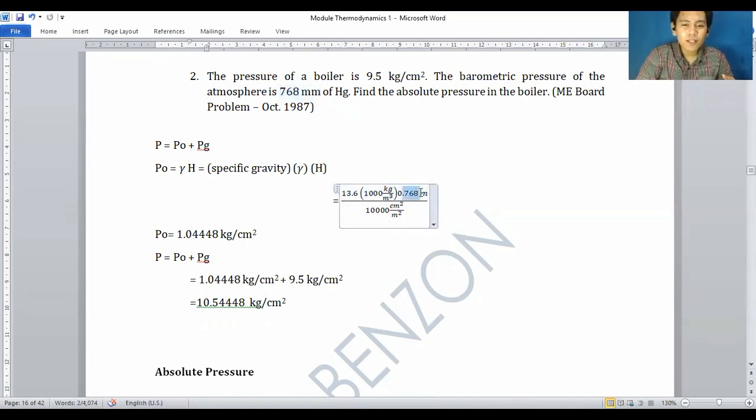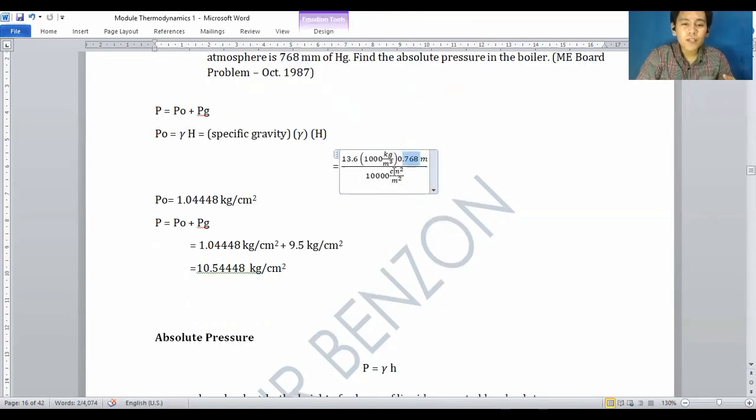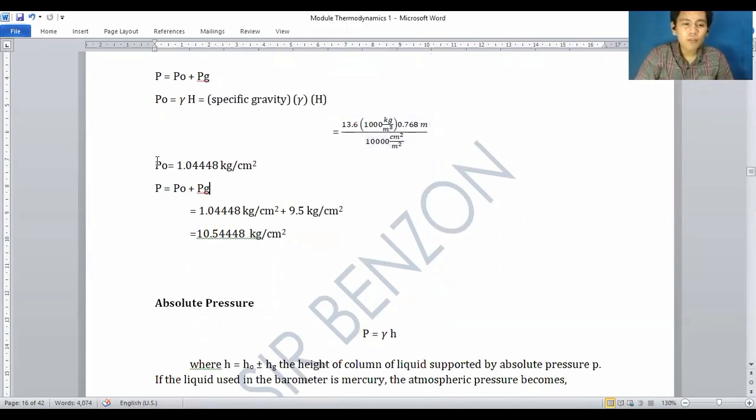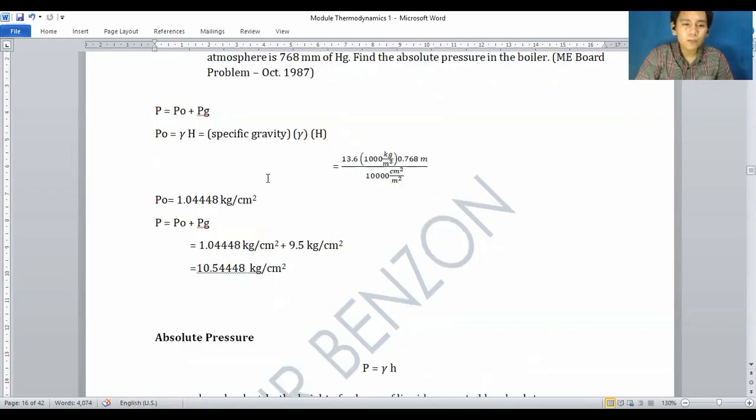That's why 0.768 meter over 10,000 cm squared over meter squared. Where did we get the 10,000? 10,000 is the conversion of cm squared to meter squared and vice versa. 100 cm is equal to 1 meter, so 100 squared cm squared equals 1 meter squared. Therefore, 100 squared is equal to 10,000. And the atmospheric pressure is 1.04448 kilogram per cm squared.